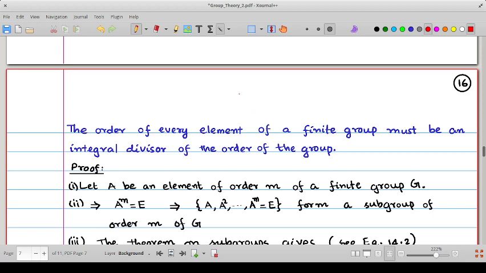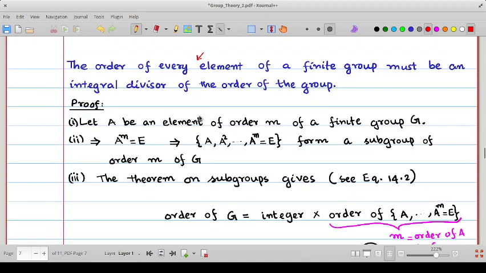Now, Lagrange's theorem says that the order of a subgroup should be an integral divisor of the order of the group. Here we are saying that the order of every element of the finite group should be an integral divisor of the order of the group. And it is easy to prove because the order of an element is given by the following. Suppose A is an element and its order is n. Then A to the power n is equal to the identity element.